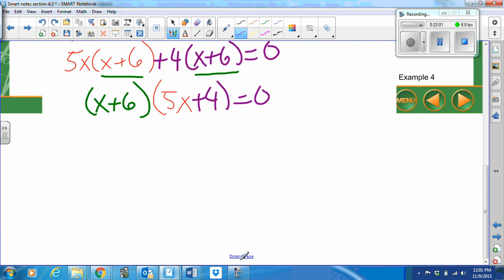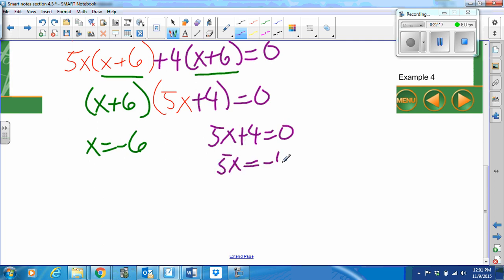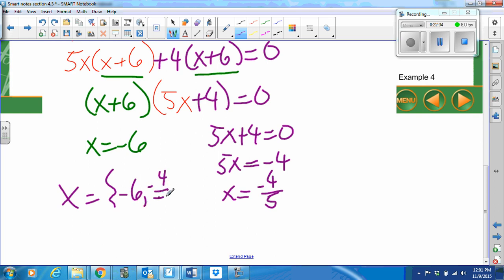Now I can solve. The green is an easy one. x plus 6 equals 0 gives x equals negative 6. For the other one, we have to say 5x minus 4 equals 0. So add 4 to both sides, and you get 5x equals 4. Divide by 5, and you get x equals 4/5. So our two solutions in this case are x equals negative 6 and 4/5. Notice how I'm always writing them in order from least to greatest.